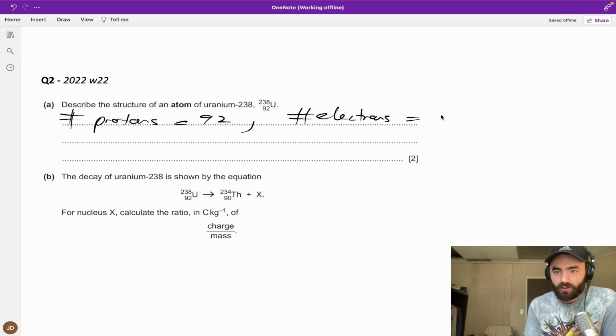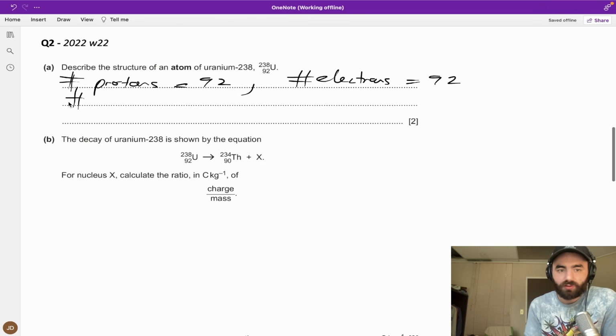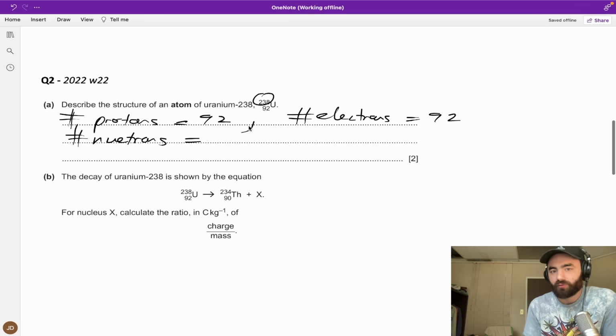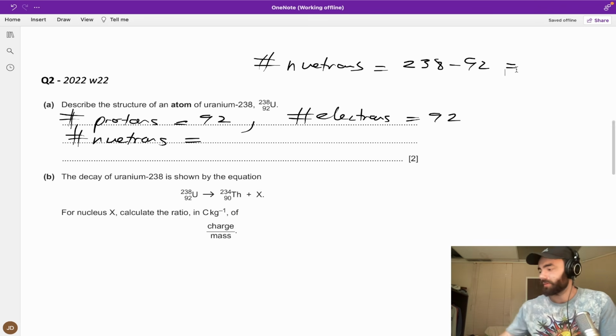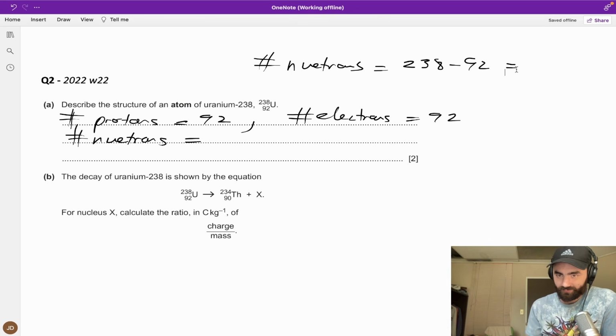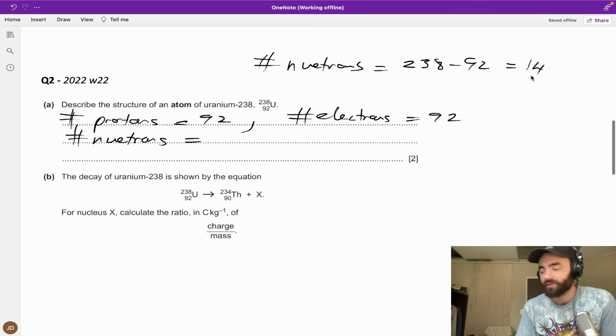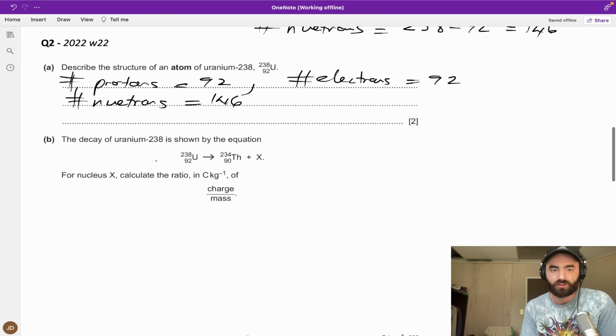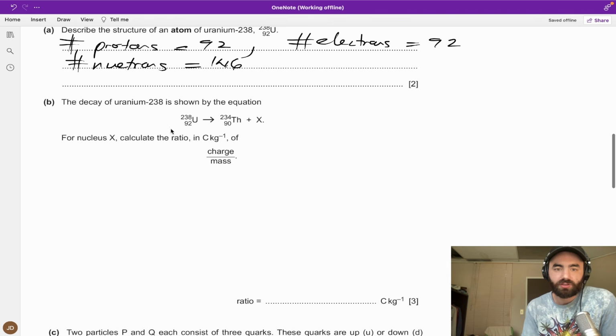And if we want the number of neutrons, if this is the number of protons and electrons, and this is the nucleon number, well, the number of neutrons will be 238 minus 92. Yes, I'm using a calculator for that. So that's the structure: protons, electrons, and neutrons.